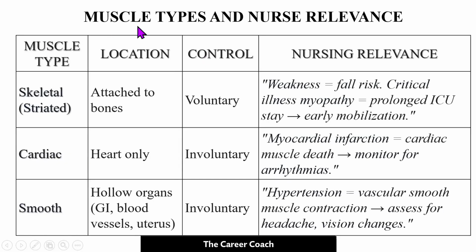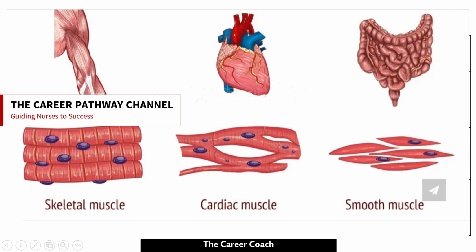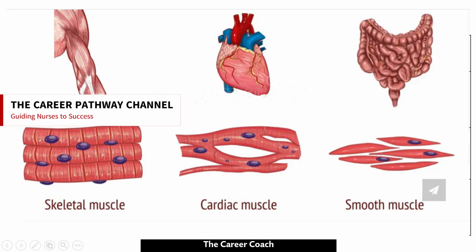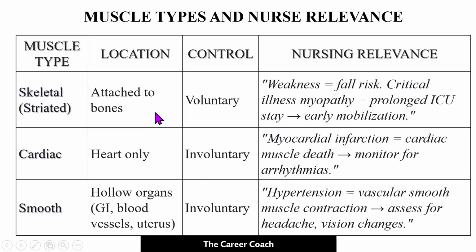In a nutshell, let's look at the muscle types and their nursing relevance. The first one is the skeletal muscles, which are striated. They are attached to the bones, they are voluntary. How does this apply to nurses? With regards to skeletal muscles, nurses must check out for weakness. If a patient has weak muscles, it will lead to fall risk.